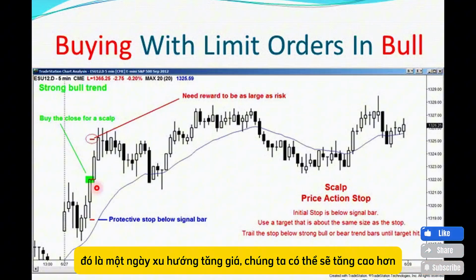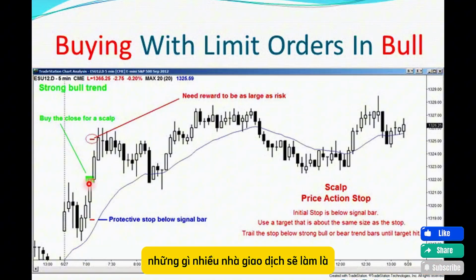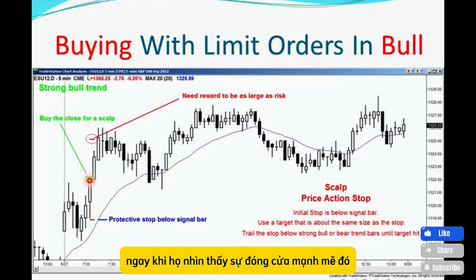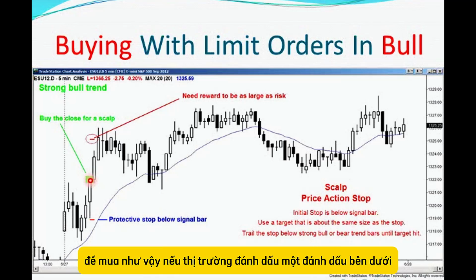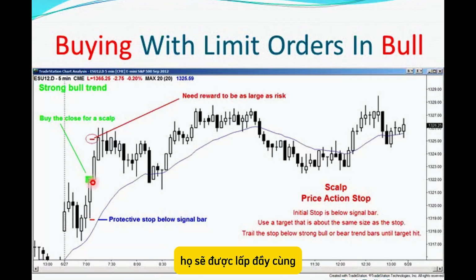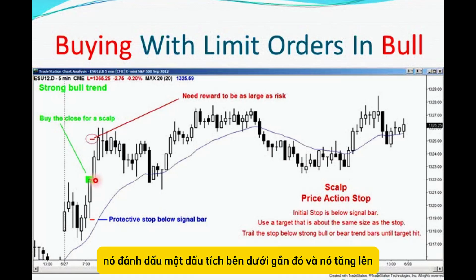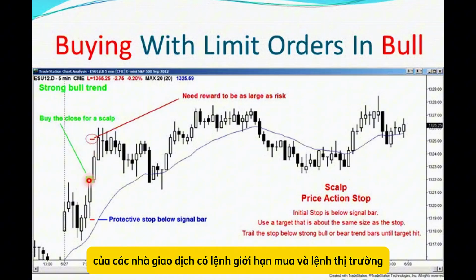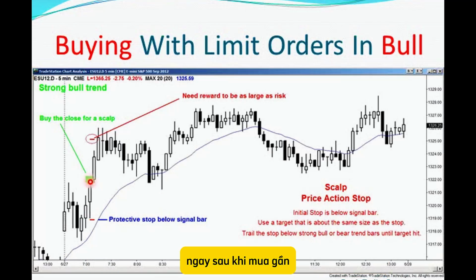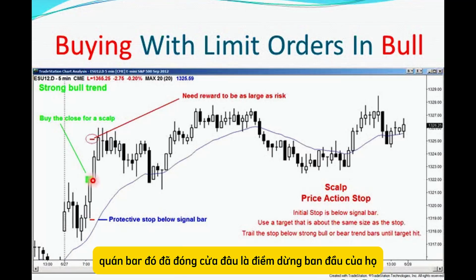We're probably going higher. What a lot of traders will do is, as soon as they see that strong close, they'll quickly place a limit order at the price of that close to buy. So if the market ticks one tick below, they'll get filled long, and that's exactly what happened. The next bar, it ticked one tick below that close, and it went up. And it went up because a lot of traders had buy limit orders and market orders as soon as that bar closed.